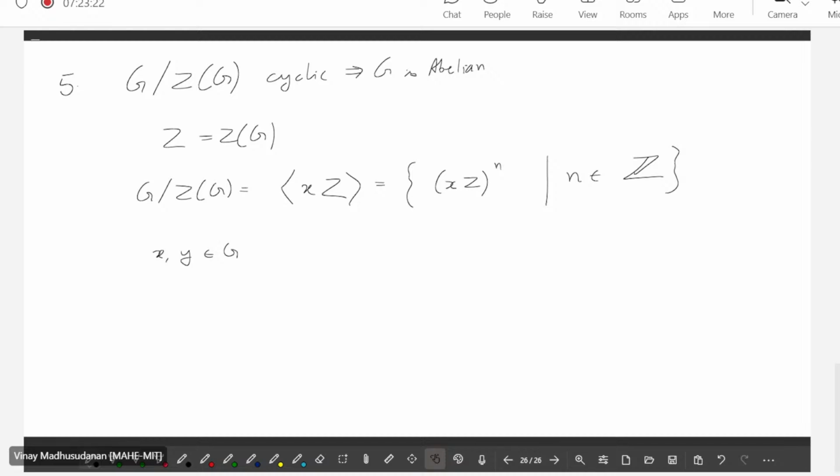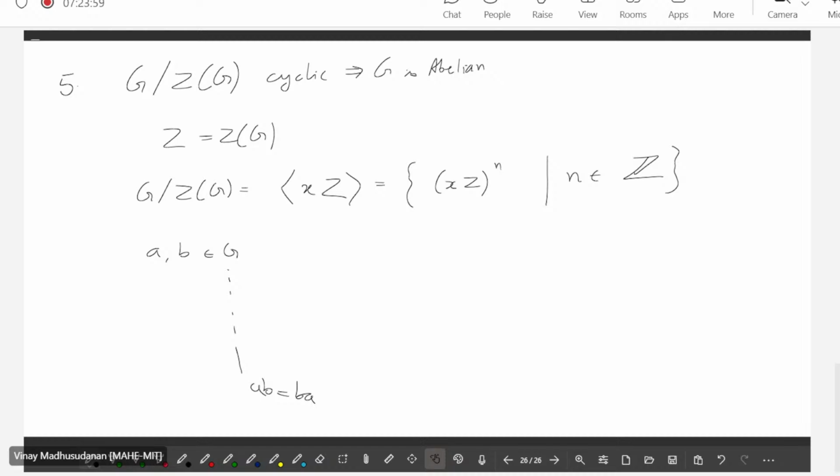So you need to prove somehow that if X and Y are in G, then XY is equal to YX. How to do this? What do you know from the fact that this is cyclic? Let me not use X and Y; I'll use A and B, because X is fixed there as that particular element which generates. So I'll use A, B. Don't use X again.